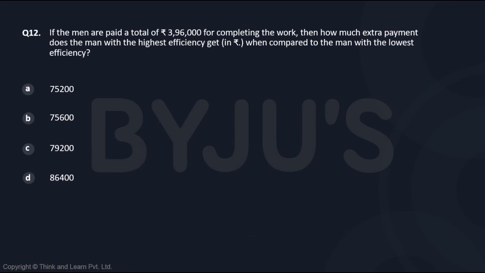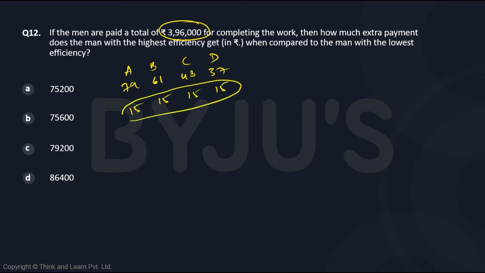Okay, right. Question number 12. If the men are paid 3,96,000 for completing the work, then how much extra payment does the man with the highest efficiency get? So A is 79, B is 61, C is 43, D is 37. Now please keep in mind, all of them are working for an equal number of days, 15 days each. So when the time is constant, the division of work is simply based on the efficiency.